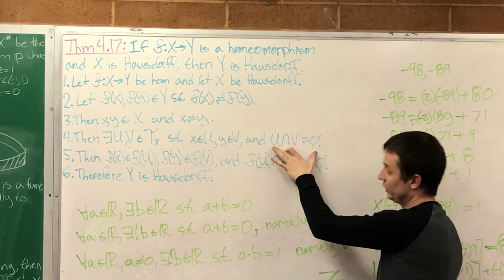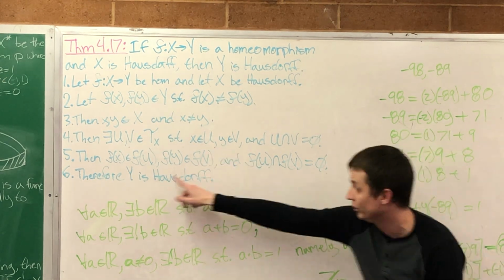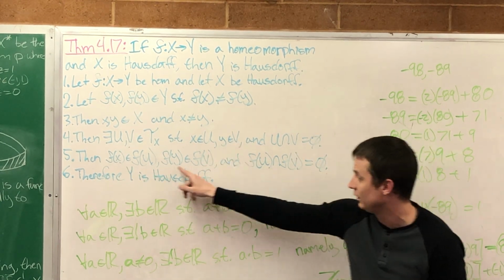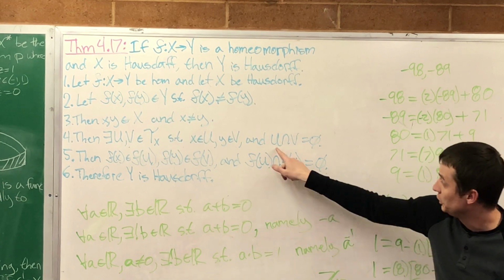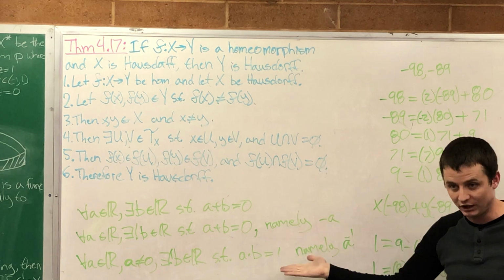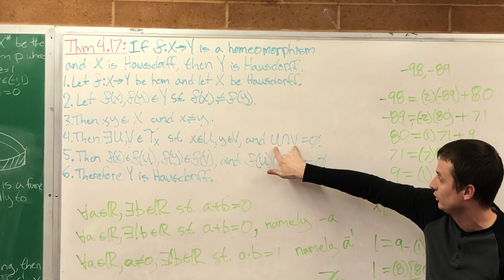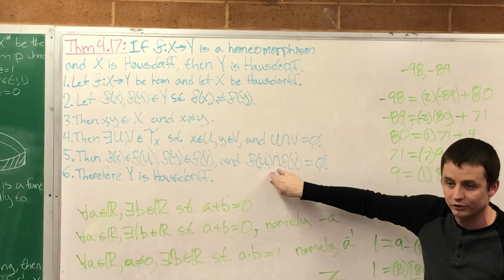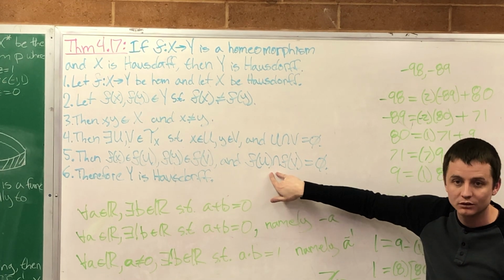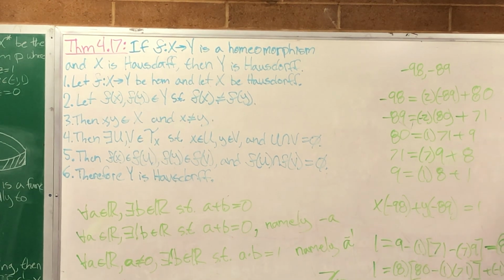Good? Now look at the image of those. Well, first of all, obviously, if x is in U, f(x) is in f(U). If y is in V, then f(y) is in f(V). And if U doesn't intersect V, then f(U) doesn't intersect f(V), because it's a bijection. I couldn't have these completely separate, not having points in common, but then have them map points to the same point. Otherwise, it wouldn't be a bijection. Therefore, Y is Hausdorff. Good? Okay. That's it.